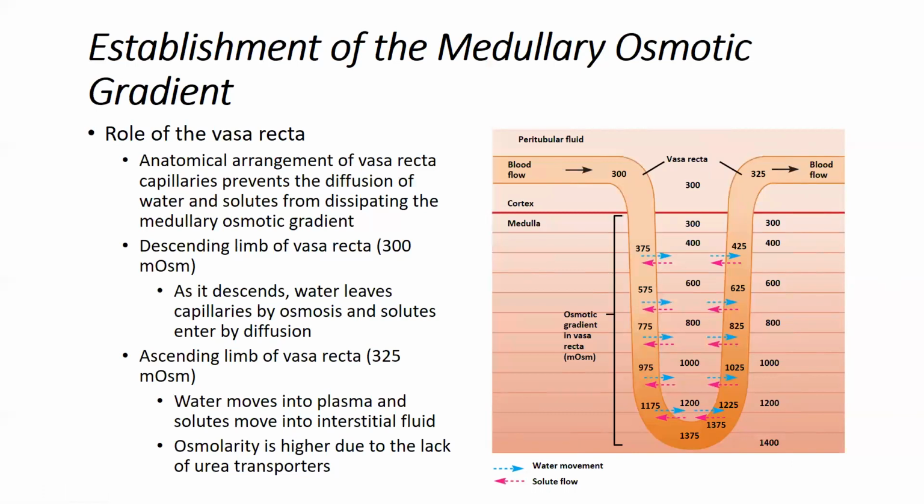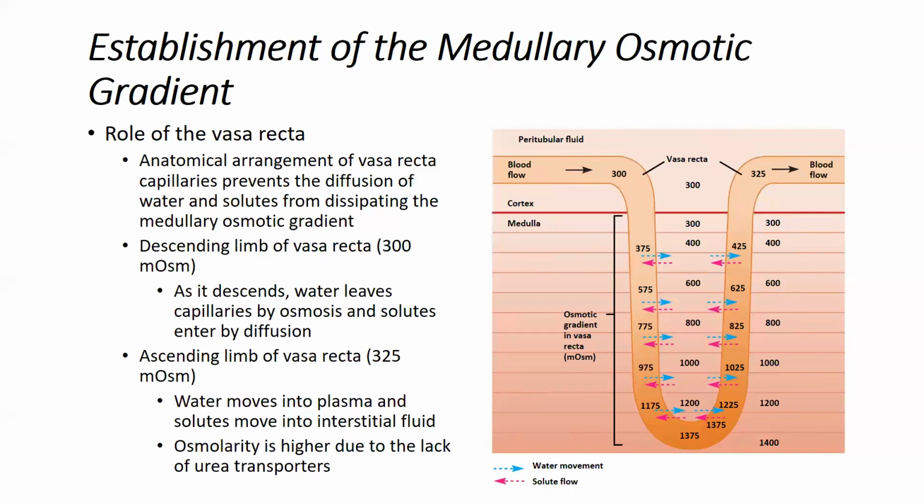And so what happens in the descending limb, again, of the vasa recta, not of the tubule here, we have an osmolarity of about 300 milliosmoles. And as this descends, water is moving out of the capillary, and it's going to move into the interstitial tissues here. Okay? We also have the movement of water. So water is coming from the tubule into the vasa recta. Okay? And so what we have is an opposite gradient from what we saw in the tubular structures. Similarly with the ascending limb.